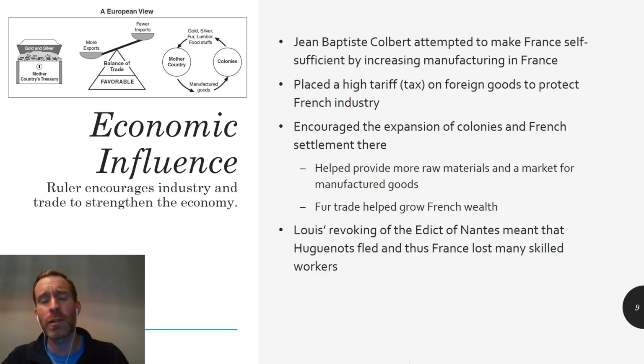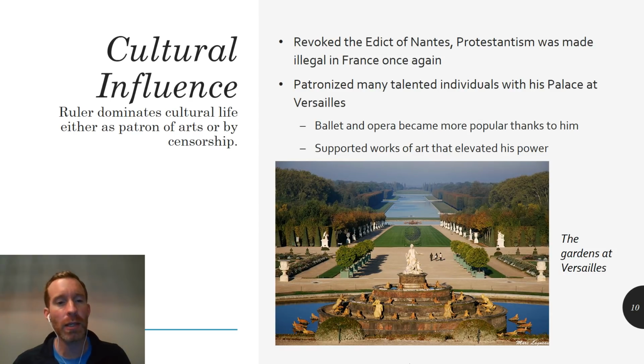But the stupid decision that Louis is going to make, and we'll get to this in a second as well in a little bit more detail, Louis revokes the Edict of Nantes, which if you remember, that was the edict made by King Henry IV that said, we're a Catholic country, but Protestants can practice Protestantism legally, no problem. Louis took that away and said, we are only Catholic, end of discussion. So what that meant is a lot of the French Protestants, the Huguenots, fled, and so France lost a lot of its skilled workers.